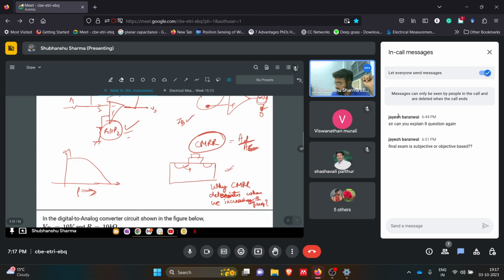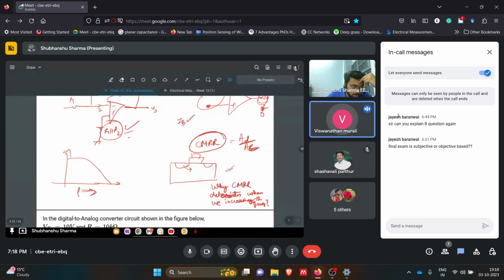Sir, I have one basic question. If we connect a capacitor with a current source, then its voltage increases linearly. But when we connect a voltage source across a capacitor, what will happen when it suddenly increases? Like, when the switch is closed, sir, what will happen?